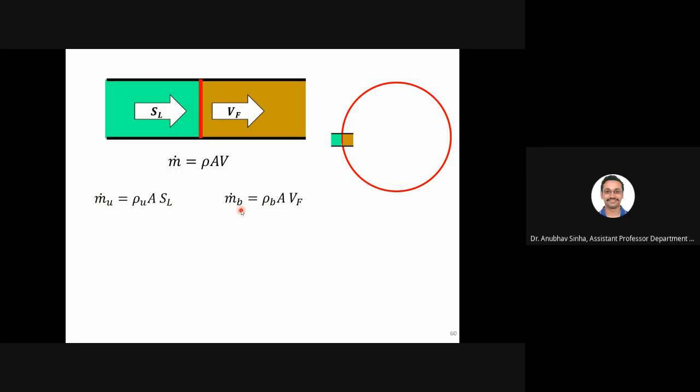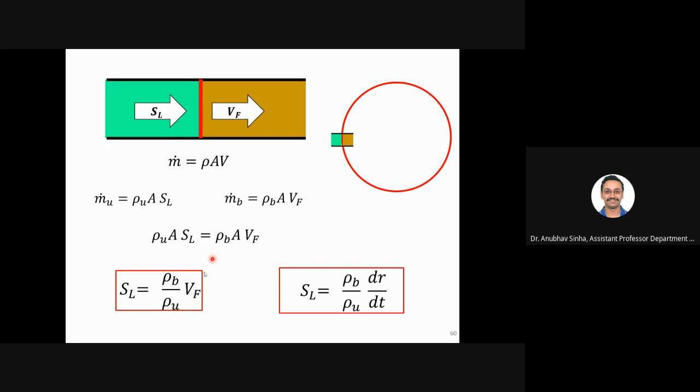Yeah. See, in last class we talked about conservation of mass. That says that both m dot u and m dot b should be exactly same. There is no destruction or construction of mass. So that remains same. So these two I can equate. If I can equate that, so you see here SL and VF, we have a relation which relates them. So I can write SL is rho B by rho U into VF. Okay, area gets cancelled.